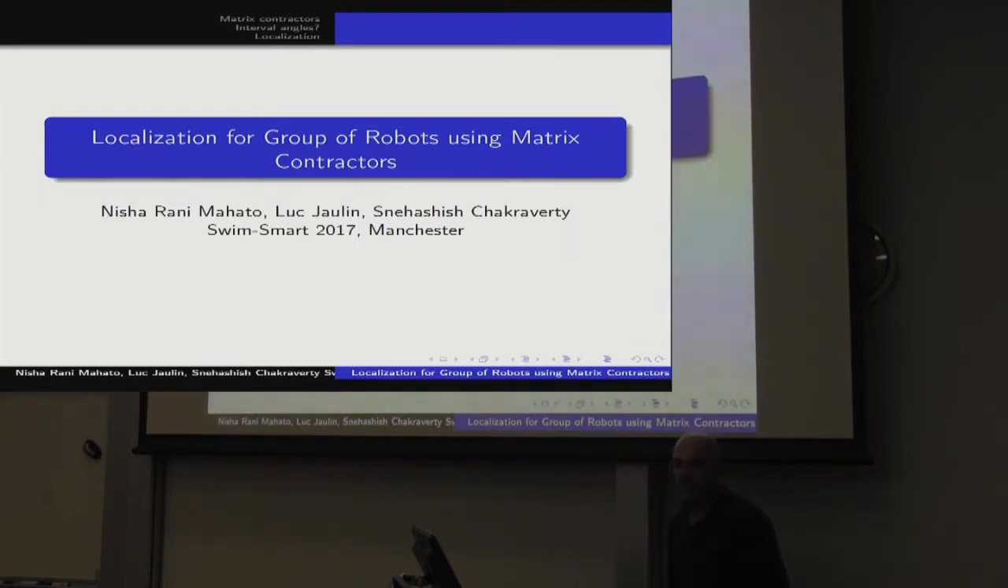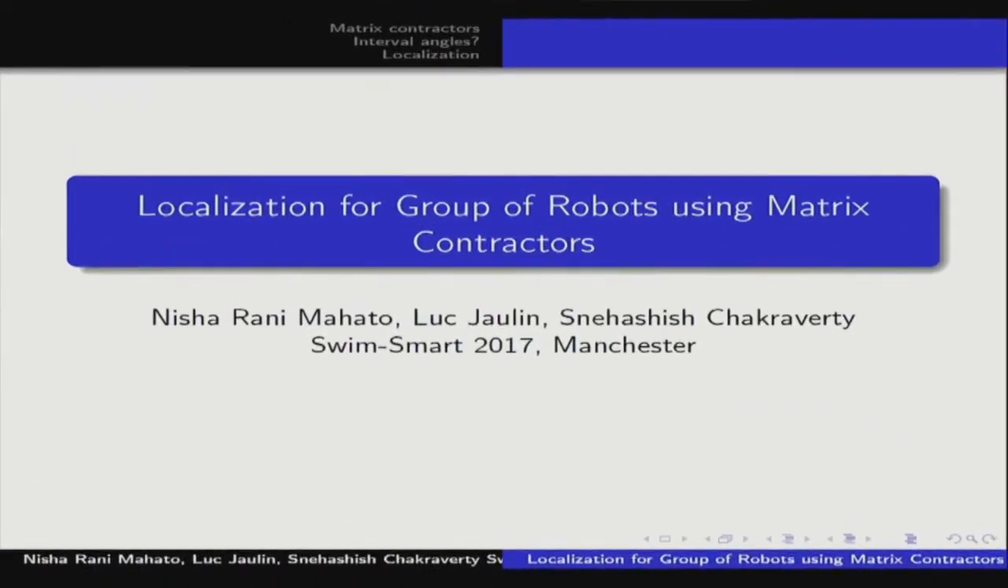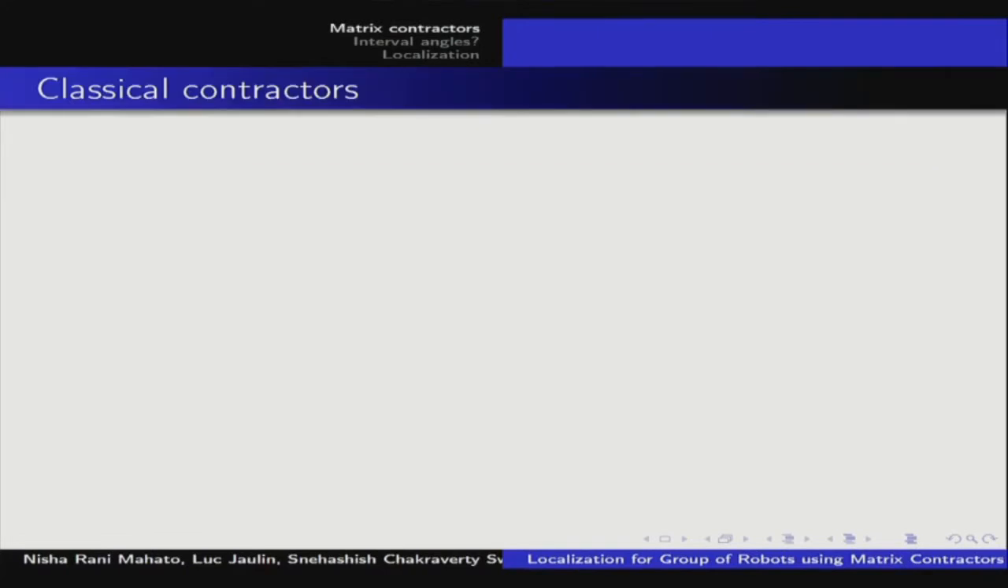So this work is done by Nisha, Rani, Mahato. She was not able to come because of visa problems, so I will try to do my best to explain what she has done. It's about the localization of a group of robots using matrix contractors. I will try to introduce the classical contractors first, and after explain what we mean by matrix contractors.